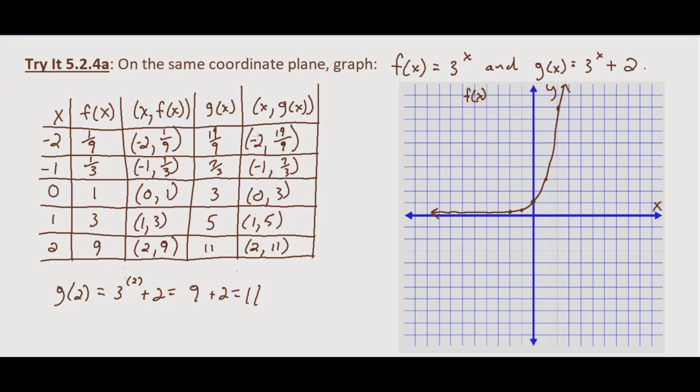We have the point -2, 19/9. And again, remember, that's 2 and 1/9. It's just 2 more than what f of x is. So at -2, we have 2 and 1/9. At -1, we have 2 and 1/3. At 0, we have 3. At 1, we have 5. And at 2, we have 11. All right, and then we connect those dots.